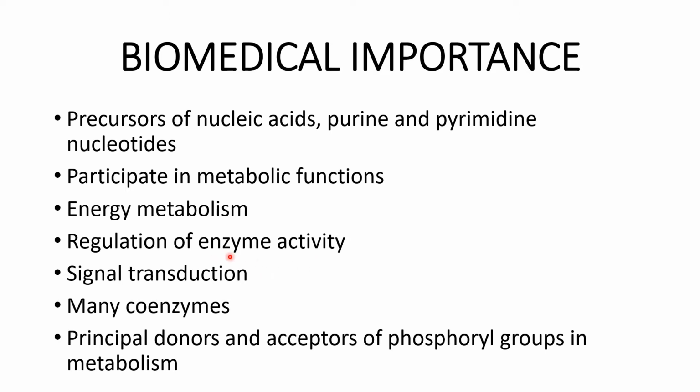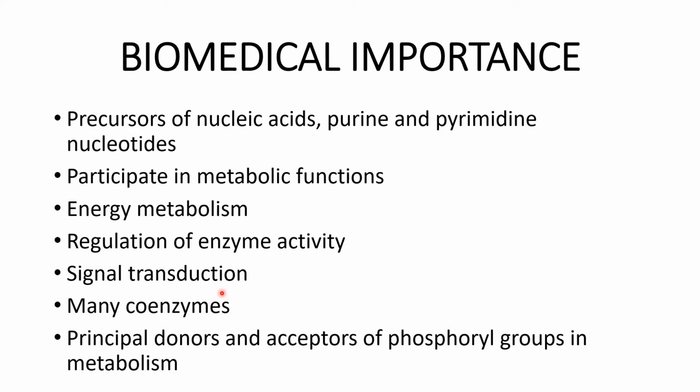The enzymes may be regulated covalently, by being phosphorylated or dephosphorylated, and all of this phosphorylation is done through these nucleoside triphosphates, such as ATP or GTP. They are also involved in signal transduction as second messengers, like cyclic GMP and cyclic AMP. So they are involved in signal transduction reactions.